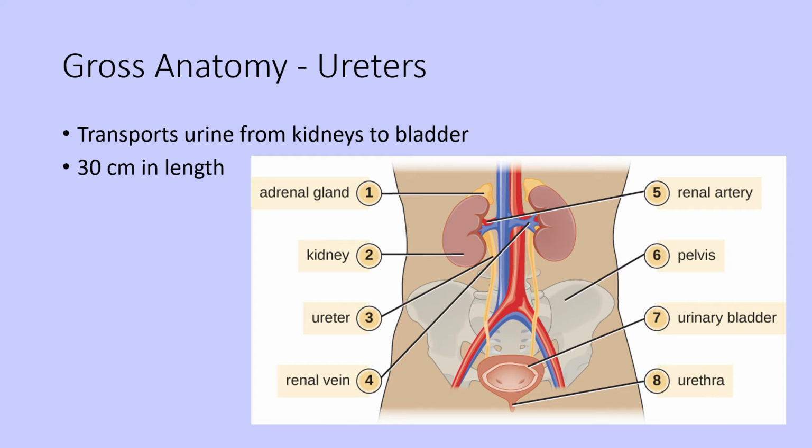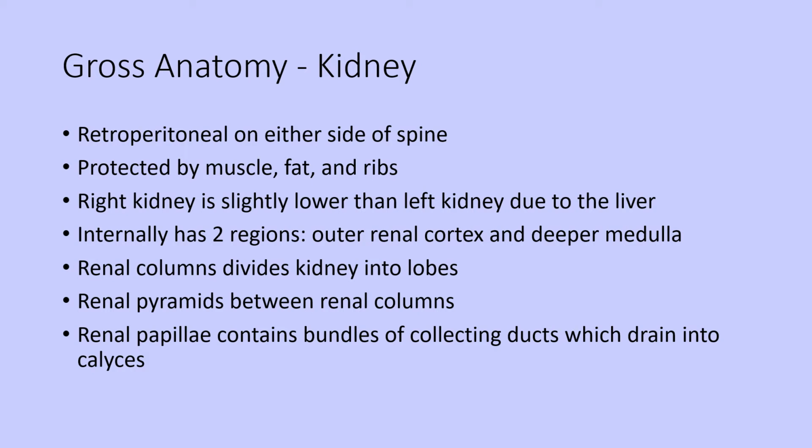The ureters are responsible for transporting that urine that was formed in the kidneys down to the bladder for storage. How long are they? About 30 centimeters in length. And then the kidneys. The kidneys are on either side of the spine. Obviously, you have two of them.